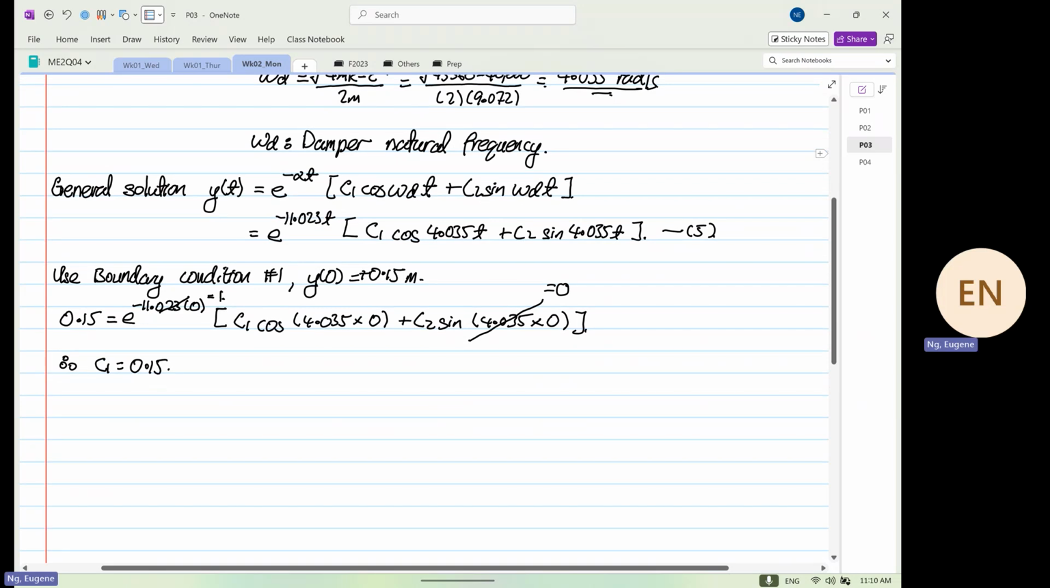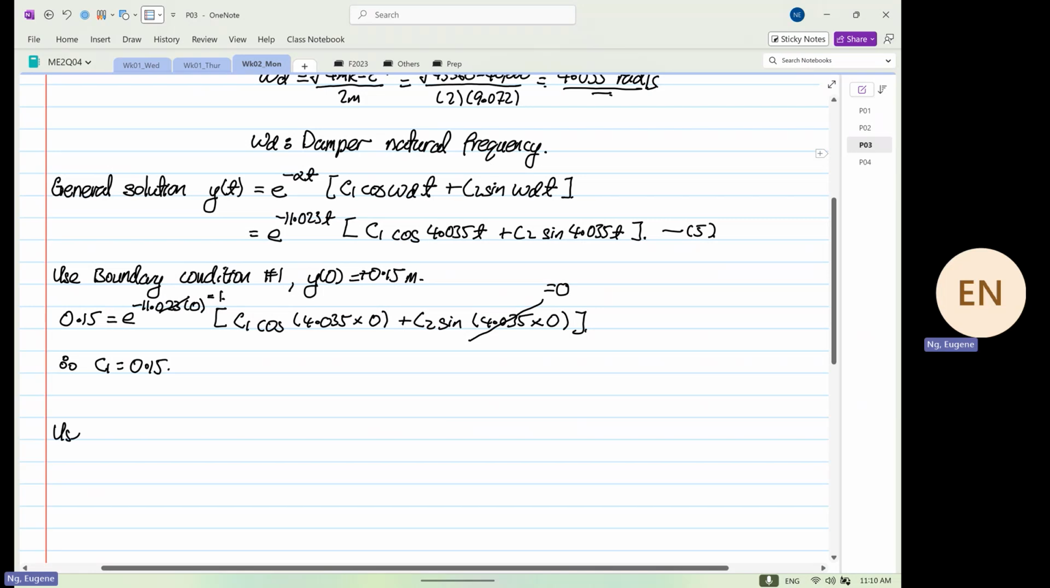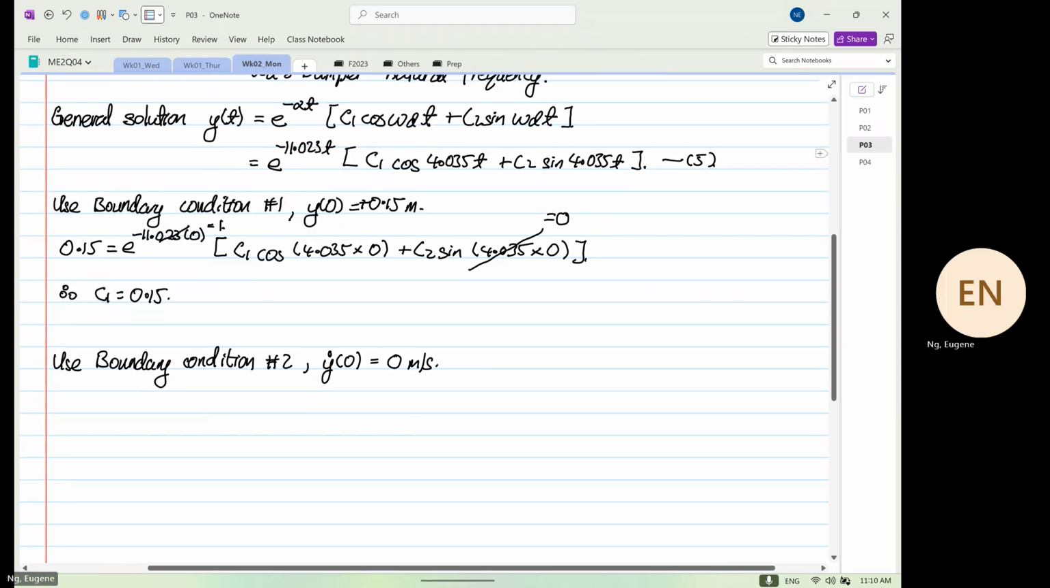Okay. So you just need to differentiate. It's so straightforward. You guys were probably laughing at it now. Okay. So we're going to use boundary condition number 2, where you have y-dot when time is equal to 0, this is equal to 0 meters per second.